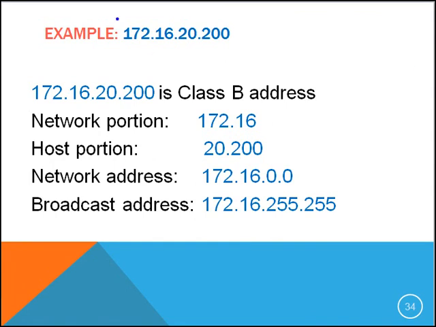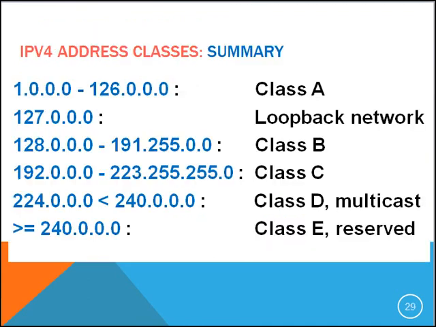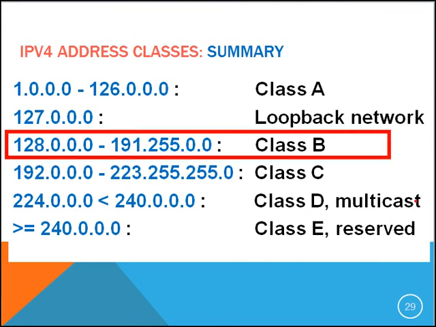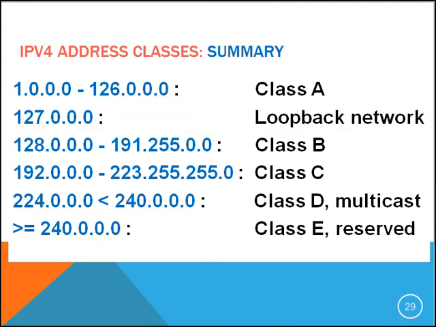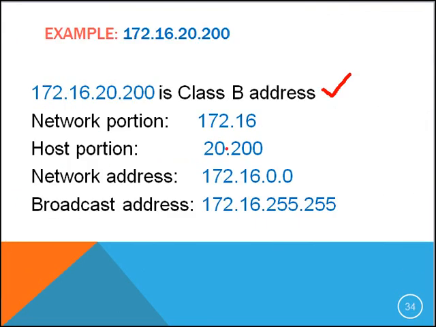So let's take a look at this example over here. Assuming we are given an IP address over here, let's try to examine whether it is a class B address or not. The first thing that we notice is the IP address starts with 172, in this case 172.16. If we take a look at 172 on the previous slide, we will see that 172 resides in this particular address range. That's why we know that it is a class B address. Okay, so this is a class B address.